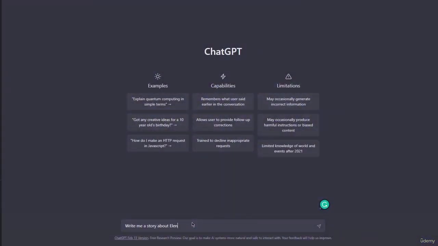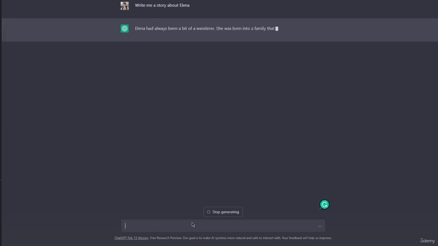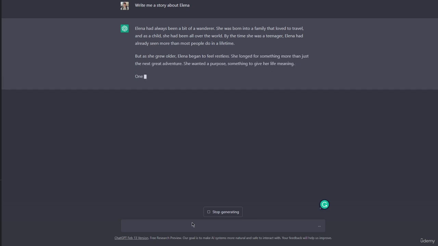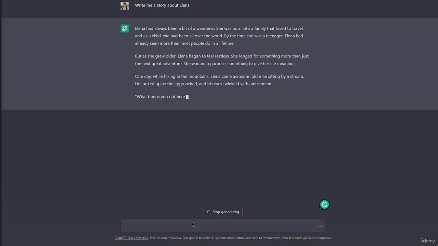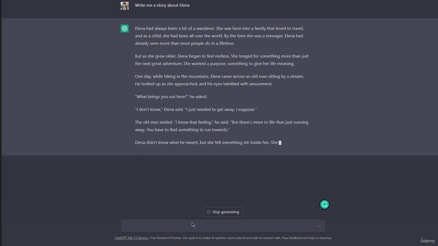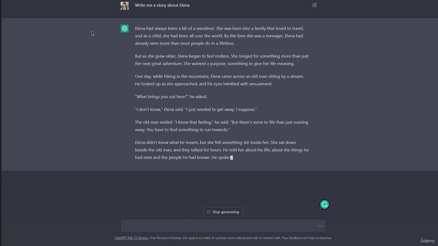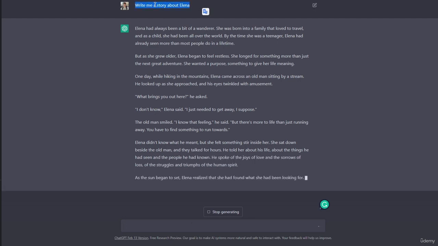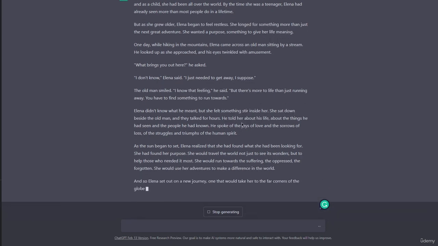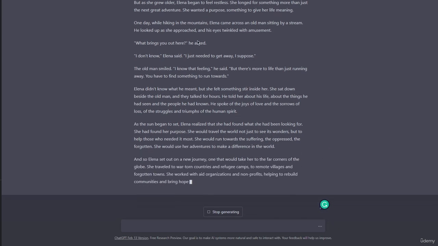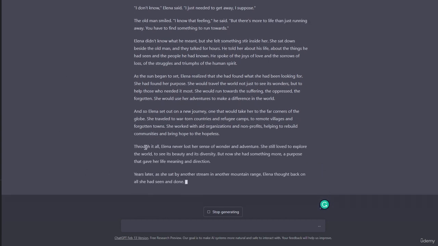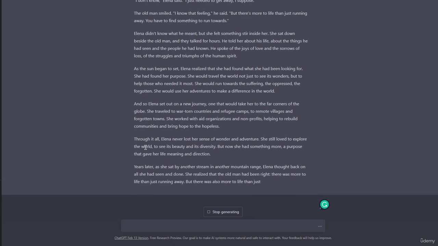All right, so now he's writing me a story about Elena. Elena had always been a bit of a wanderer. She was born into a family that loved to travel, and as a child she had been all over the world. Yada yada yada. So here is an example of an open prompt. I didn't specify which path ChatGPT should take when providing me with this story. So that's the main difference. I mean, that's the only difference.